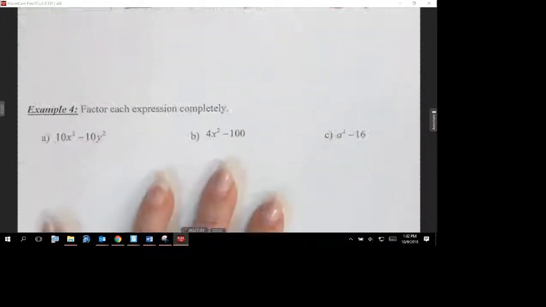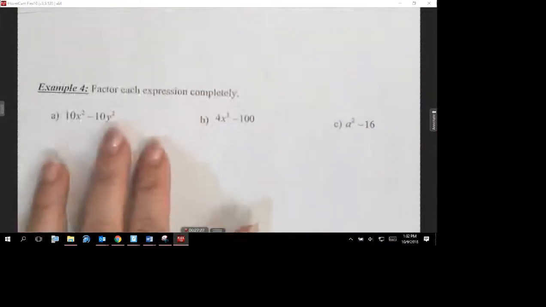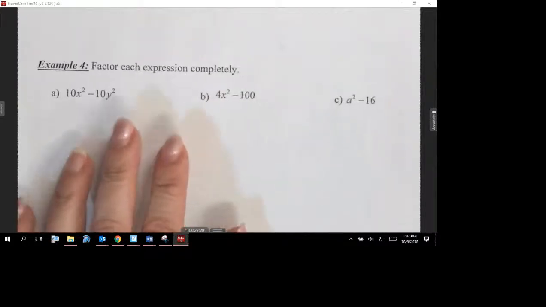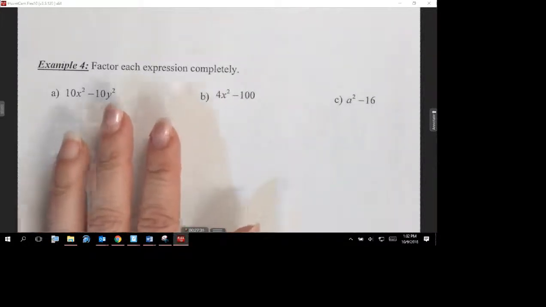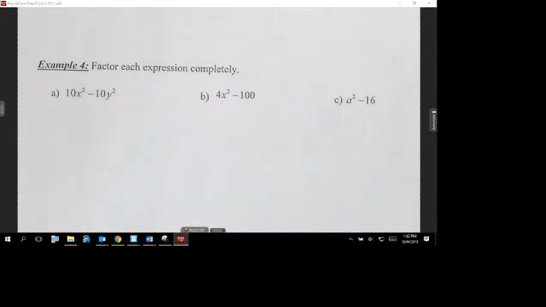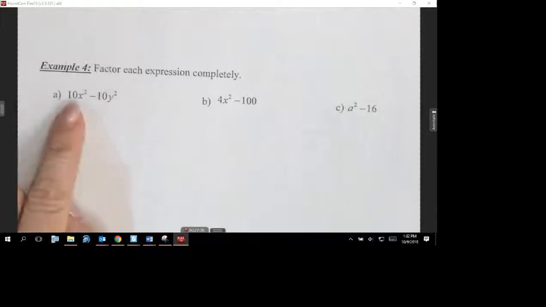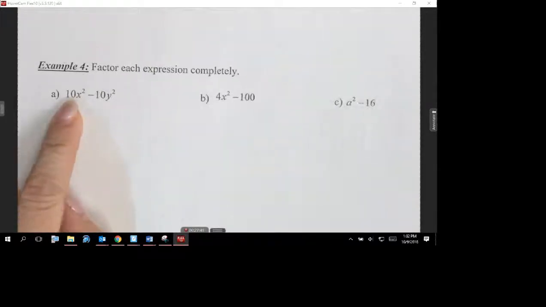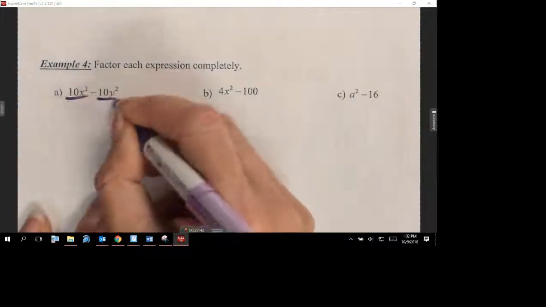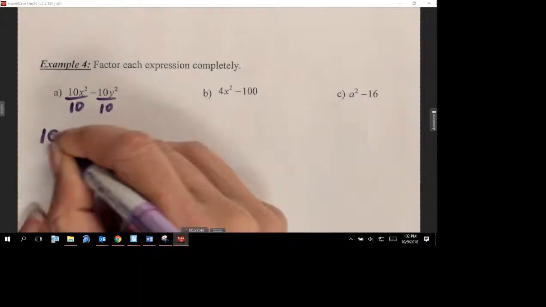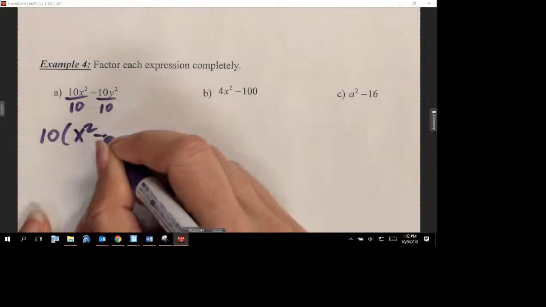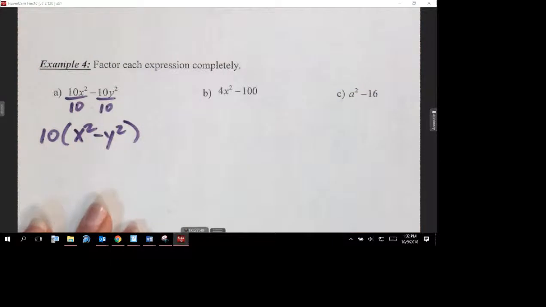All right, example 4 is more like your homework, where there are going to be multiple things happening on some of these. So help me out. Very first step, always: GCF, greatest common factor. Is there one for 10x squared minus 10y squared? 10. Let's take it out. We're left with x squared minus y squared.